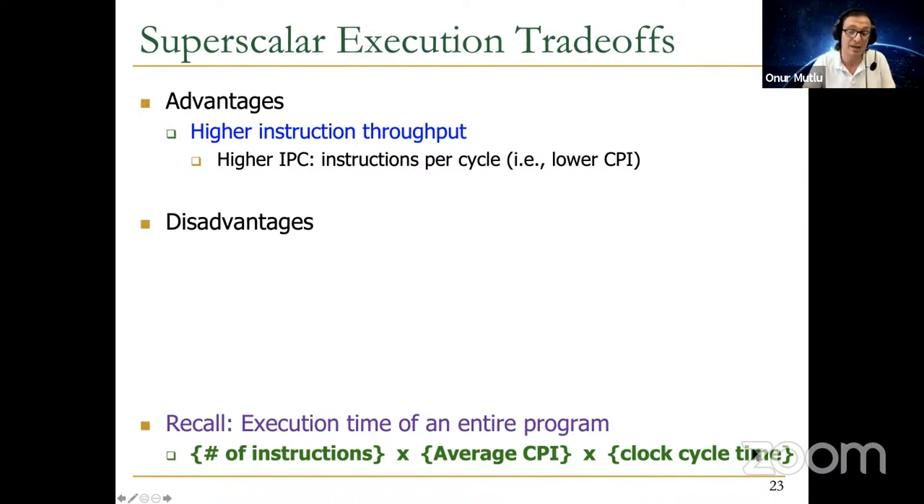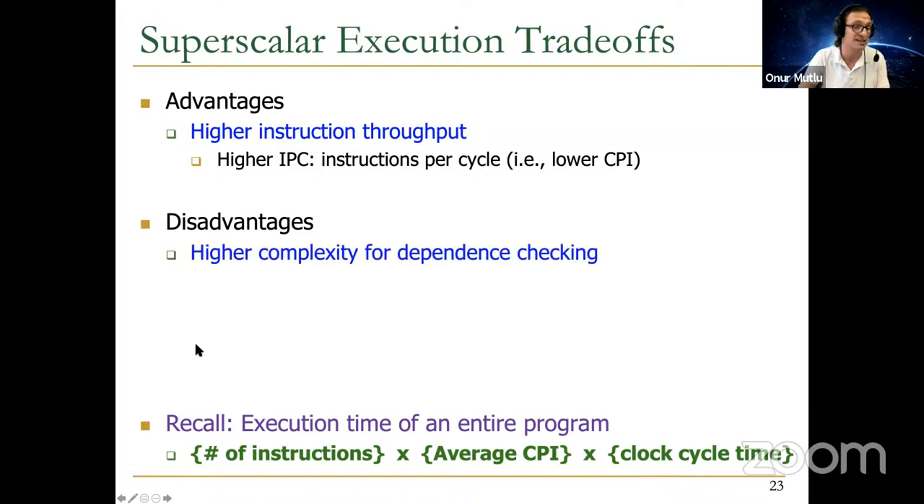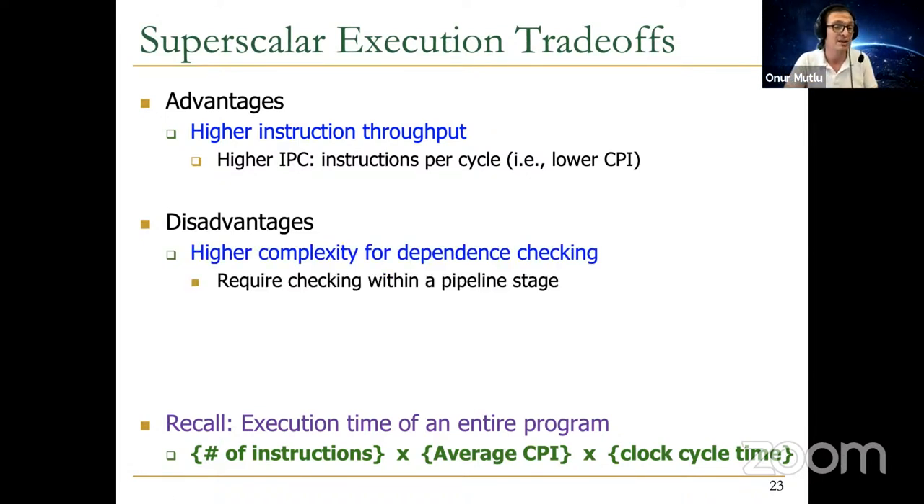But possibly we may be changing the clock cycle time because of some of these disadvantages over here, which we've already discussed actually. Essentially, we have higher complexity for dependence checking right now. It requires checking within a pipeline stage, which was not required in any of the machines that we discussed earlier.